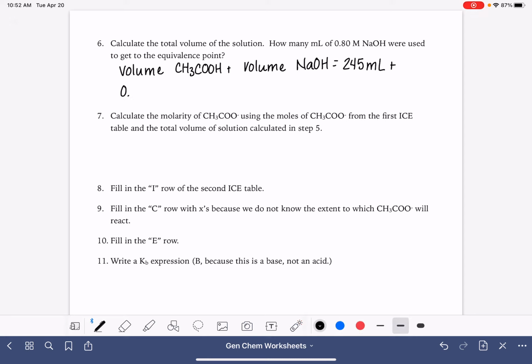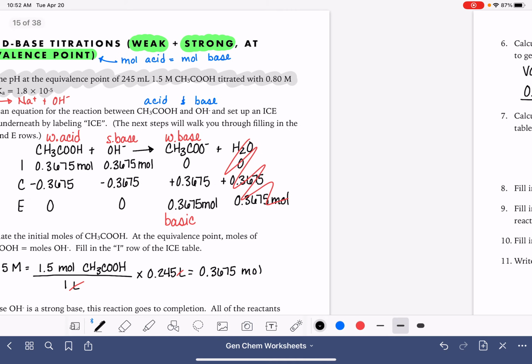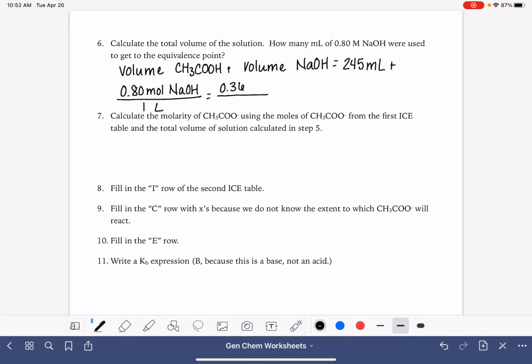So we have 0.8 molarity, which means we have 0.8 moles of NaOH per liter. And that's the concentration of the solution. In this exact problem, we had, I already forgot it, 0.3675 moles of NaOH. We don't know what the volume is, so we just need to solve for that number down there on the bottom.